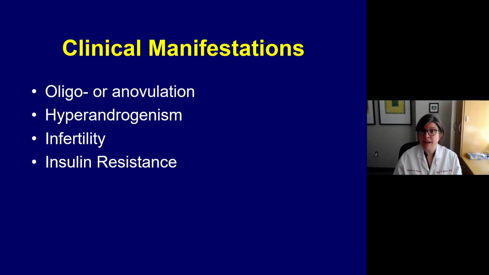In terms of clinical manifestations, obviously, we want to think about the first two. They're part of the definition, thinking about the irregular cycles or the anovulatory cycles, and also the hyperandrogenism and how are we going to treat those. We also want to think about fertility. Is the patient interested in fertility? How are we going to address that? And then last, the insulin resistance.